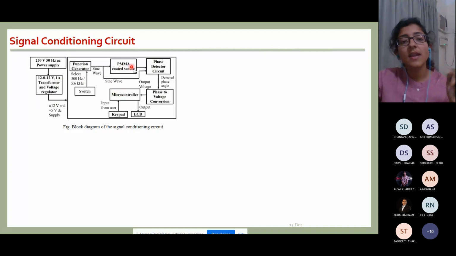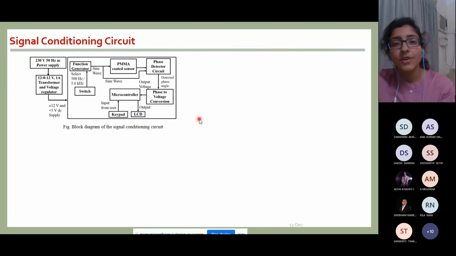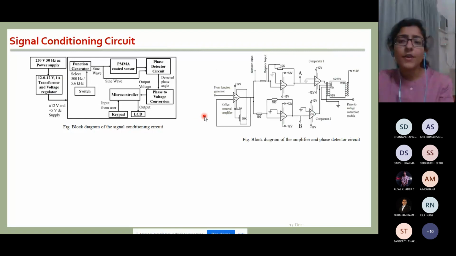Here I am passing it through the sensor. Another sine wave you are passing without modifying it. Now we are giving both to a phase detector circuit, which you need to design. You can design different phase detector circuits, but here it's just a comparator circuit.